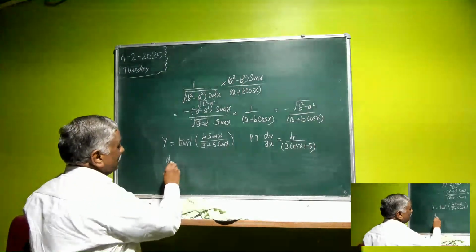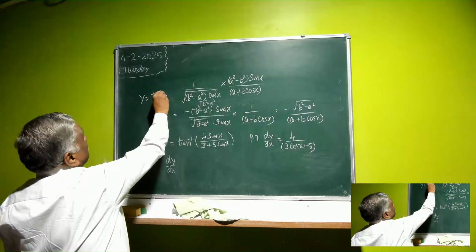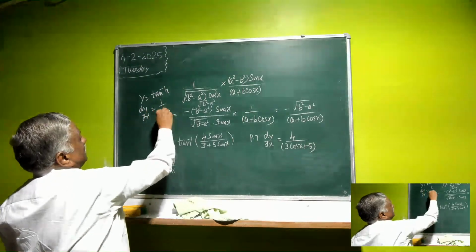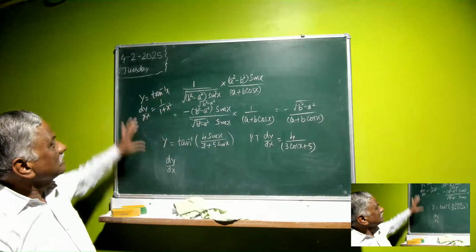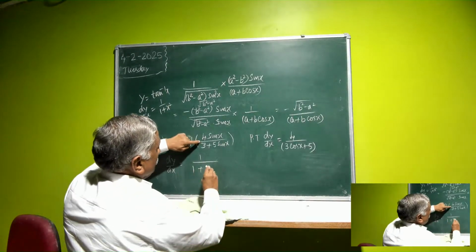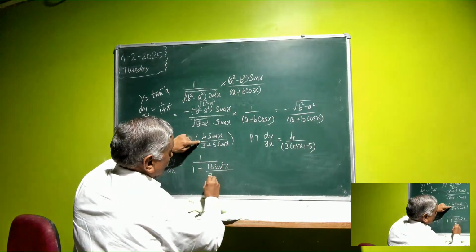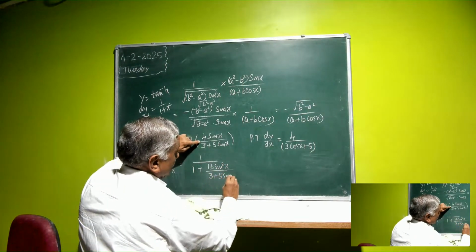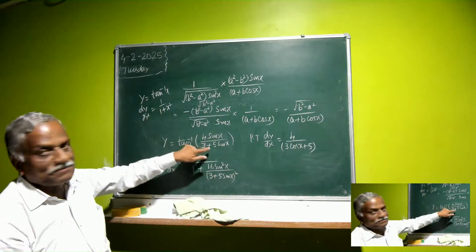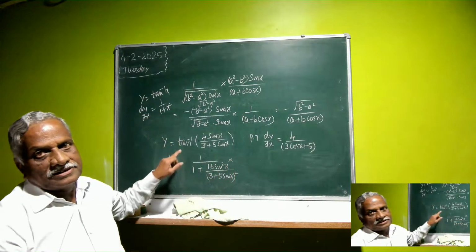Now, first you have to differentiate tan inverse. You know, if y is equal to tan inverse x, then dy by dx is 1 over 1 plus x square. We know that, so I am using this here. So this is 1 over 1 plus 16 sin square x divided by 3 plus 5 sin x whole square. Tan inverse x gives 1 over 1 plus x square. In place of x, you have got this, so I am writing this. Now enter inside.